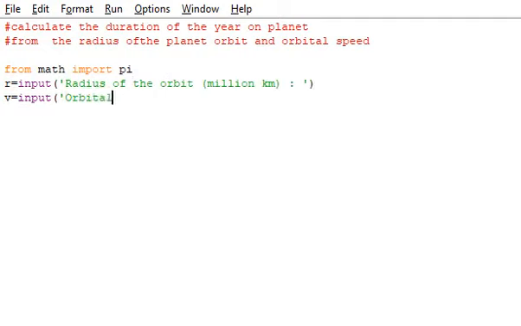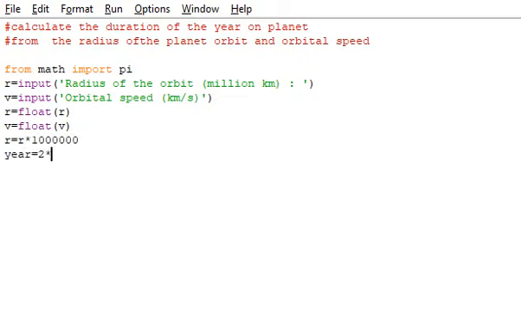Then orbital speed also has to be inputted. Then we have to also convert the numbers to floating. Then we need to convert the millions of kilometers into just kilometers. Translate the millions of kilometers. We have done that. Then the year expressed in seconds.